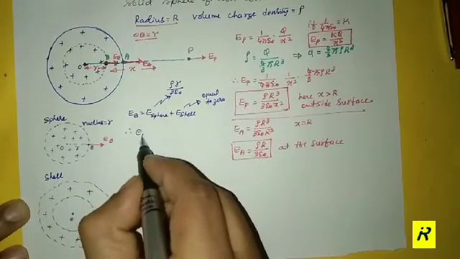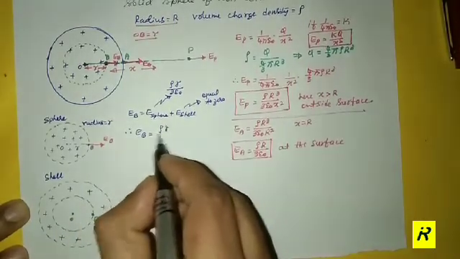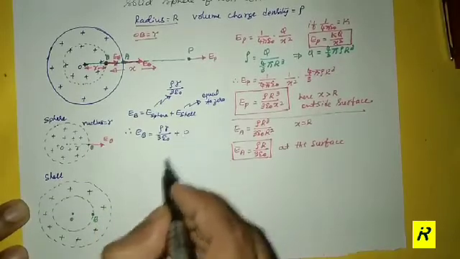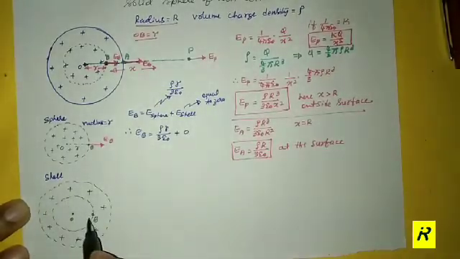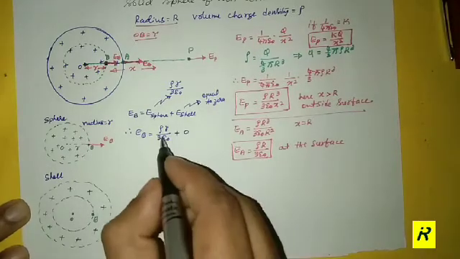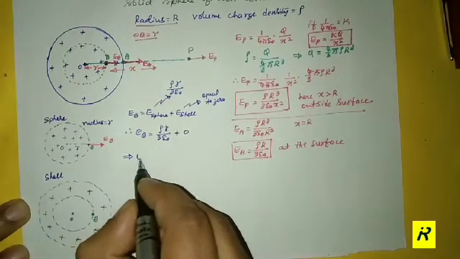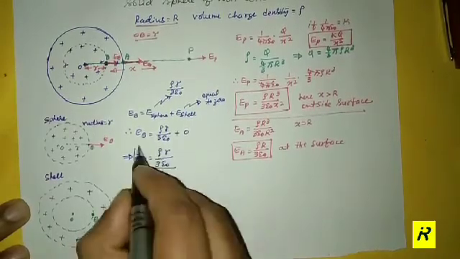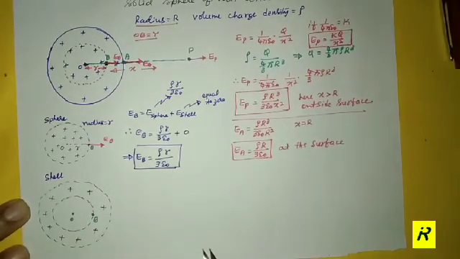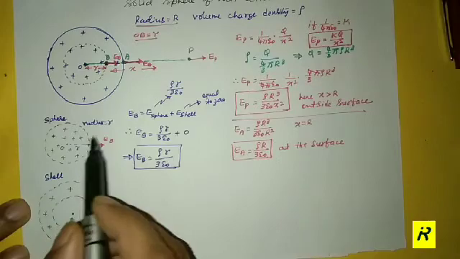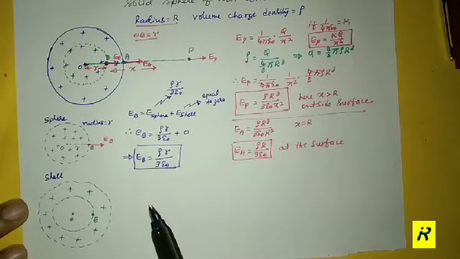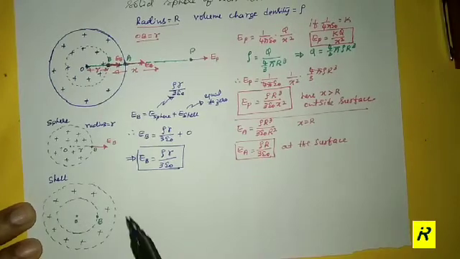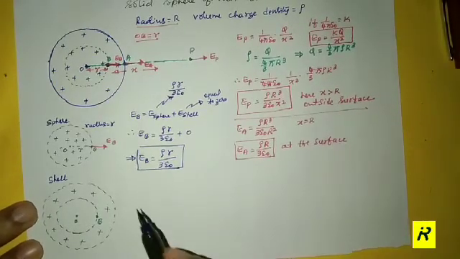Therefore, EB is equal to rho R divided by 3 epsilon O plus 0, because the shell contributes nothing. There is no electric field at B. Therefore, only this much. So EB is equal to rho into r divided by 3 epsilon O. This is the expression for the electric field at any point lying inside the charged sphere. Having said this, we completed the derivation.